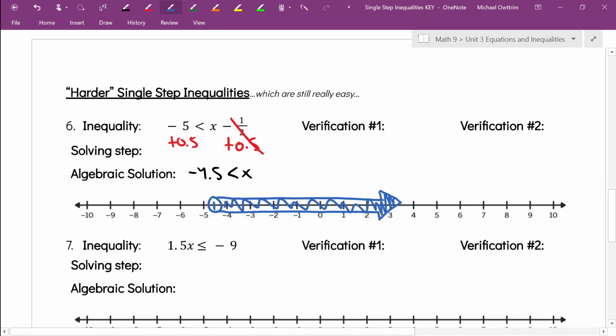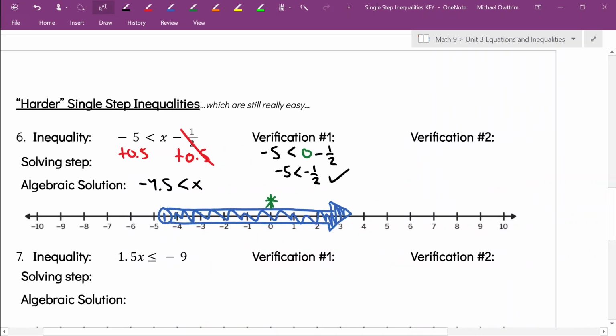Now again, we can choose pretty much any point within this arrow. So an easy one is usually 0. So if I go ahead and say that negative 5 is less than 0 minus 1/2, then I can say that negative 5 is less than negative 1/2, and that is in fact true.